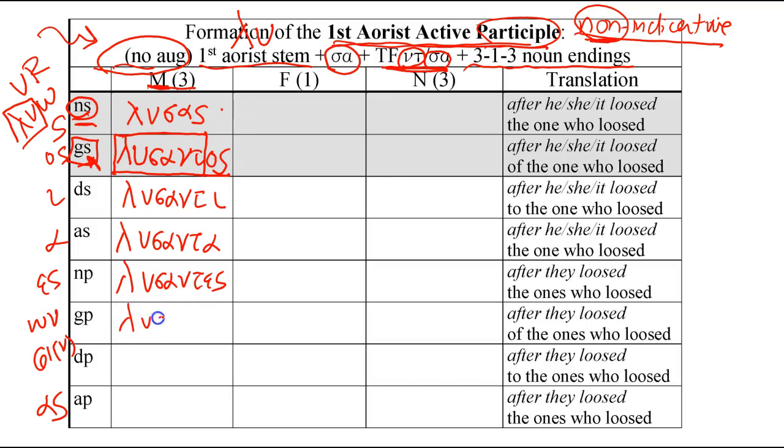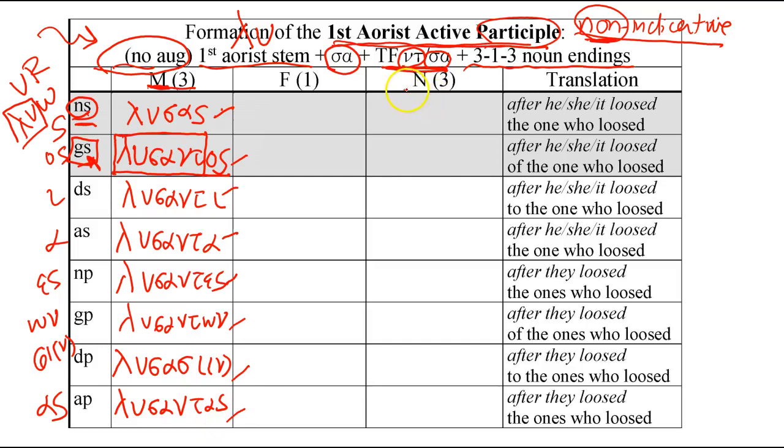The genitive plural is lusanton. The dative plural is lusant, and we add si or sin. This sigma causes the nu and tau to drop, and the final form will be lusasi or sin. And then the accusative plural is lusantas. So let's say these forms. Ready? 1, 2, 3. Lusas, lusantos, lusanti, lusanta, lusantes, lusanton, lusasin, lusantas.